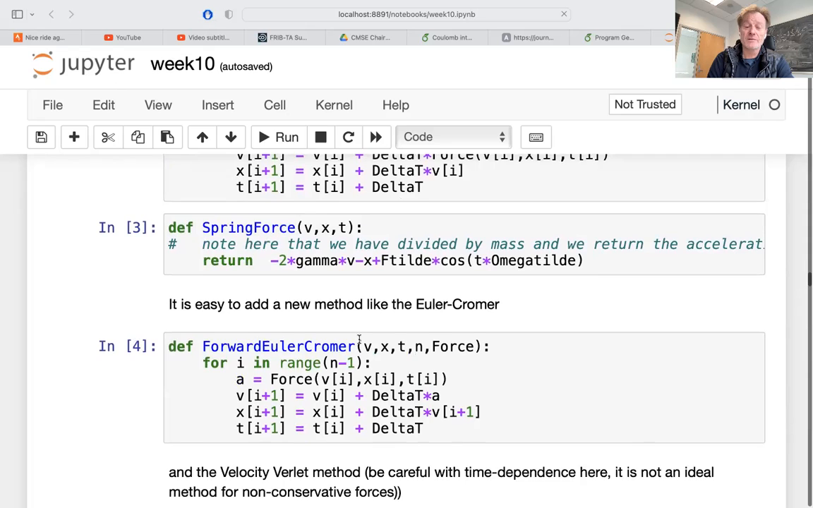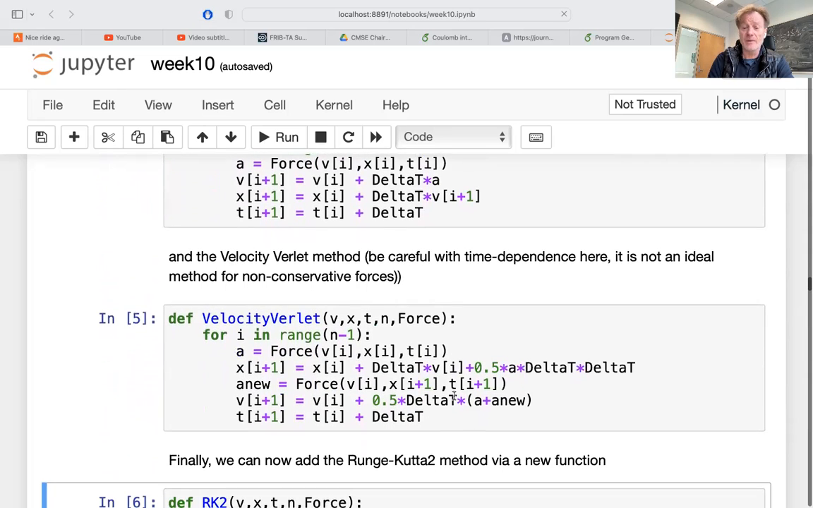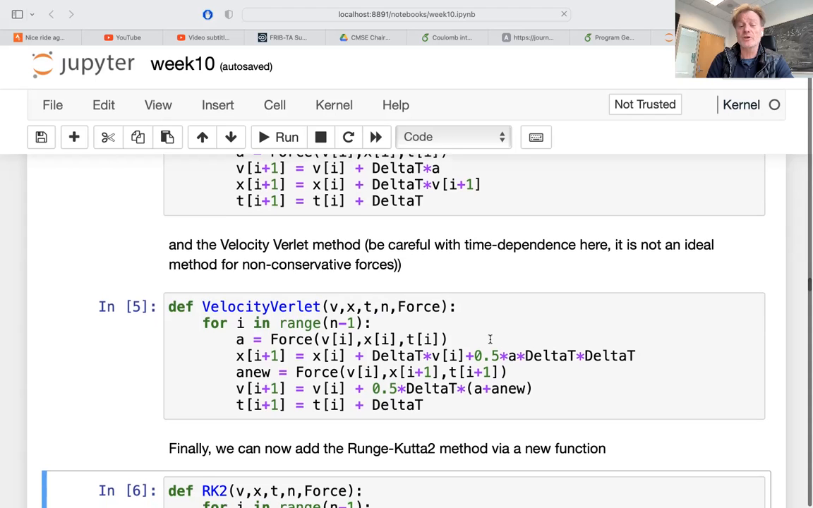You can then add the forward Euler-Cromer, where we now have an update of the position in terms of the new value of the velocity. This is an energy conserving method. We have already discussed the velocity-Verlet method, which is encoded here. So all these methods here, they take the same type of input. They have velocity, position, time, number of integration points, and the link to the function which defines the force. And with the force, we can then calculate the acceleration. And with the acceleration, we are then set to update the velocities and positions.